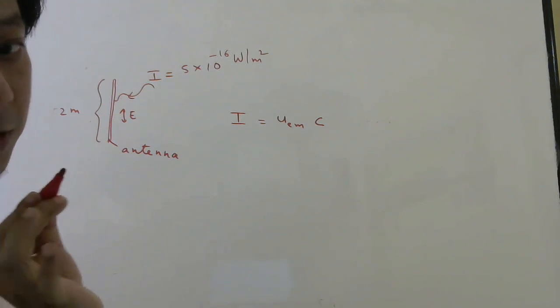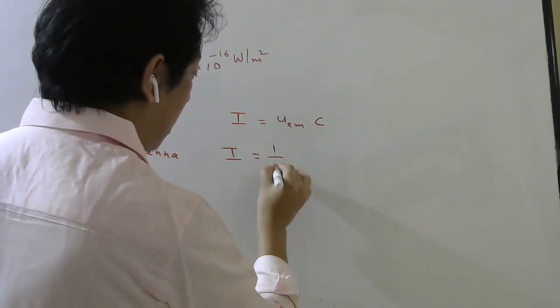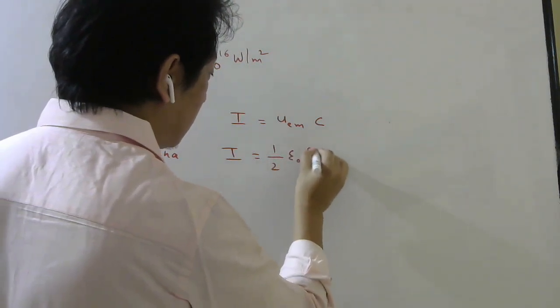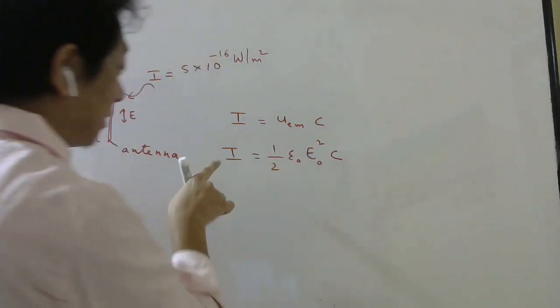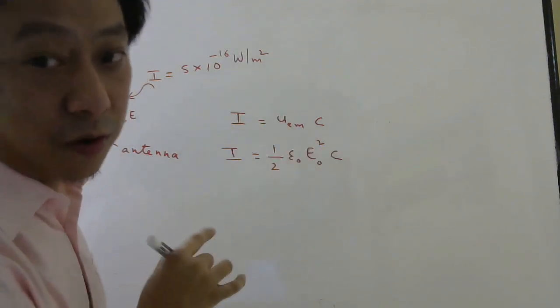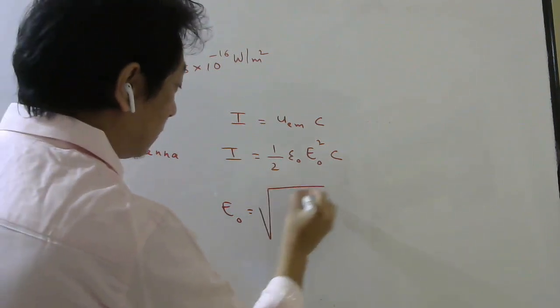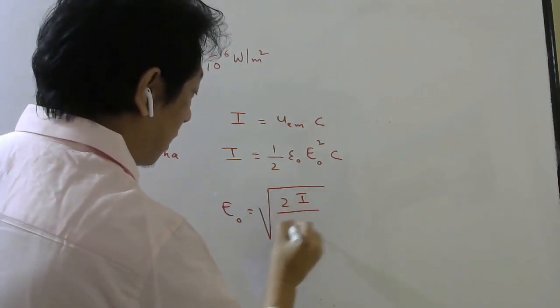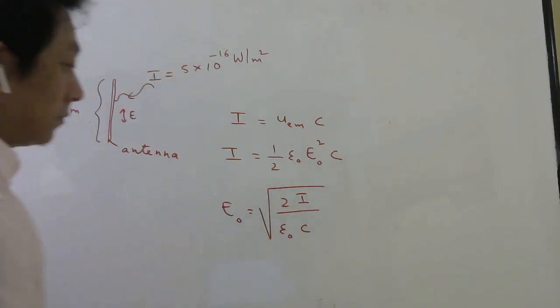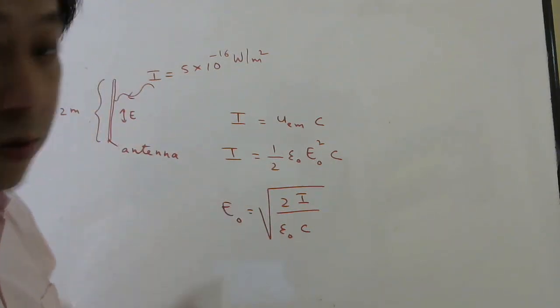See, always start with the basics. And energy density is half epsilon naught E naught square. This time intensity is given directly, so this only I will use. Why go with the power formula? So E naught will be root of 2I by epsilon naught C. Now those who know the value of epsilon naught can substitute and try to solve.